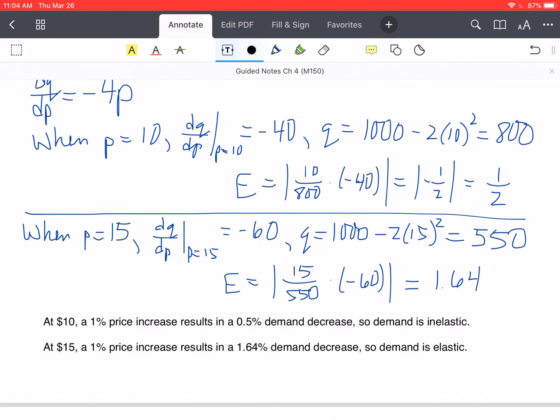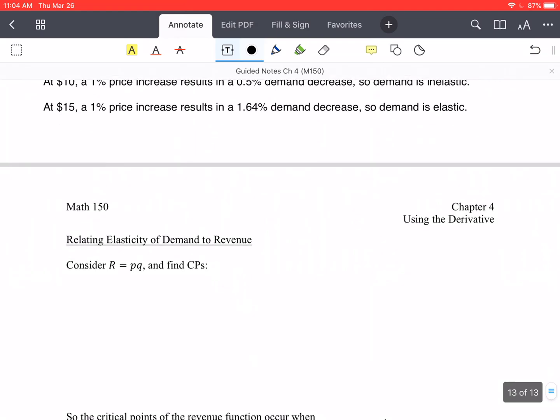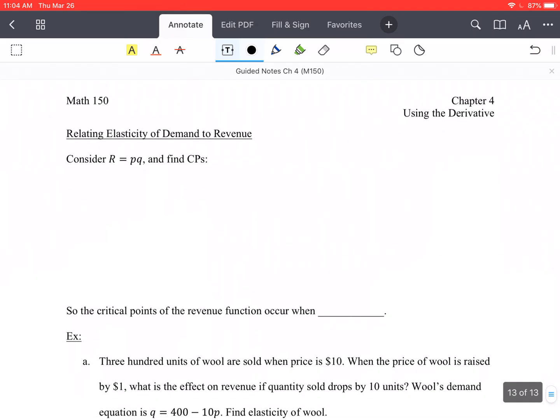Okay, so let's look now at a special relationship that we have between elasticity of demand and revenue. Okay, so let's look at the function. Revenue is price times quantity. Let's find the critical points of revenue. So it's kind of similar to what we did in the last section with average cost. So, derivative of revenue with respect to price. So that's going to be this function here, that's a product. So we're going to have to use a product rule.